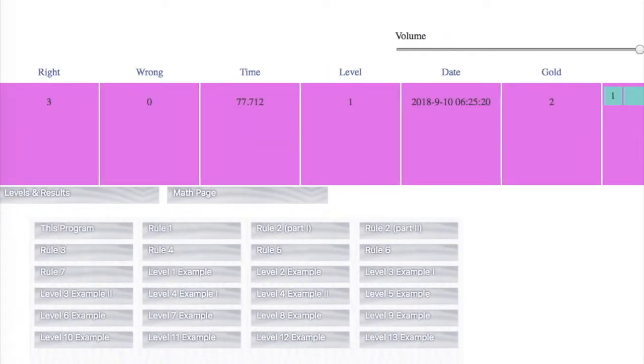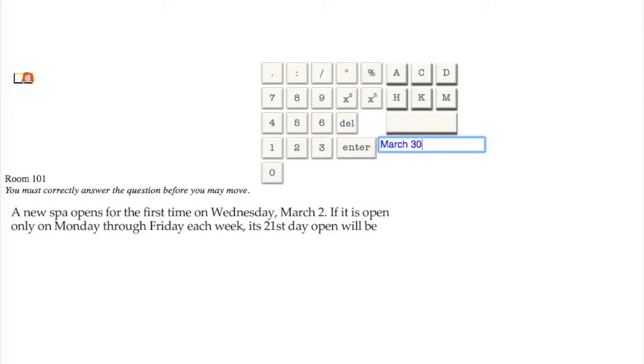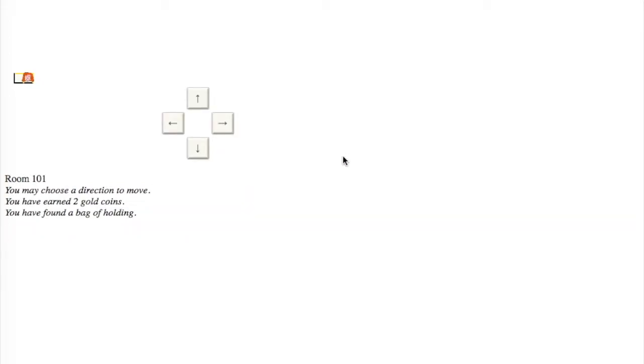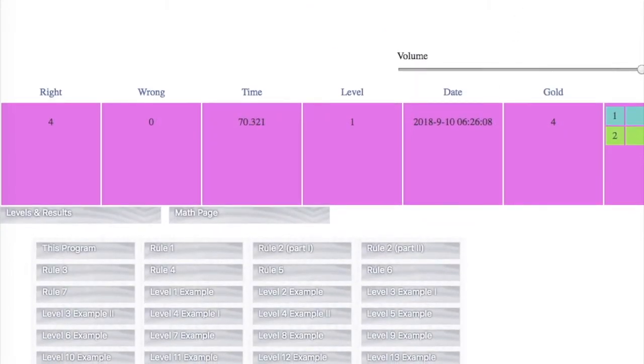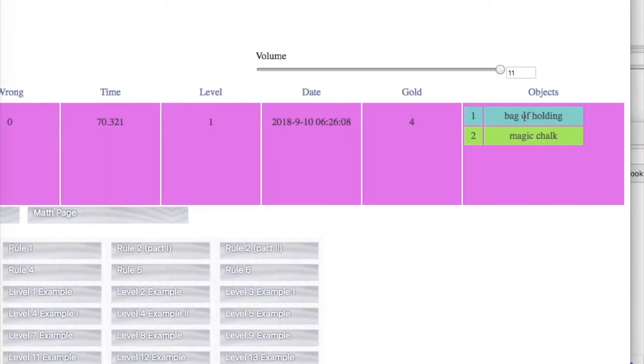Let's see what happens on the second room. March 30th. And I'm going to press enter. We have earned two gold coins because we got that answer correct. And we found a bag of holding, whatever that happens to be. But it's a magical object and it goes into our magical object collection down here.